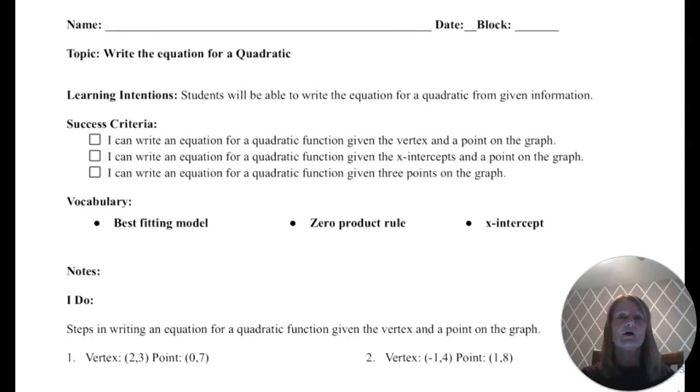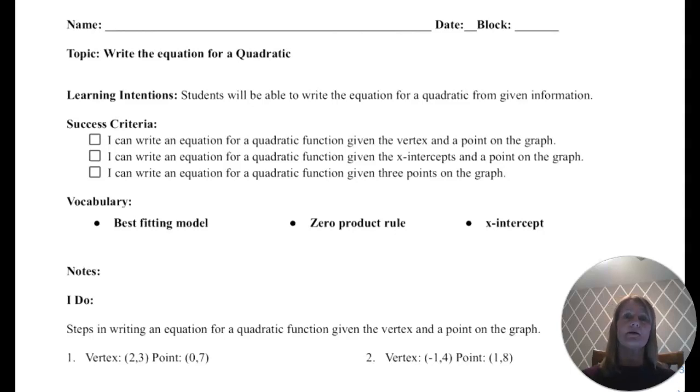Today we're going to be working on how to write an equation for a quadratic. So we've been doing just the opposite. We've been taking quadratic equations and factoring them and finding the solutions and graphing them and so forth. And now we're going to go backwards and actually write the equation given some information.